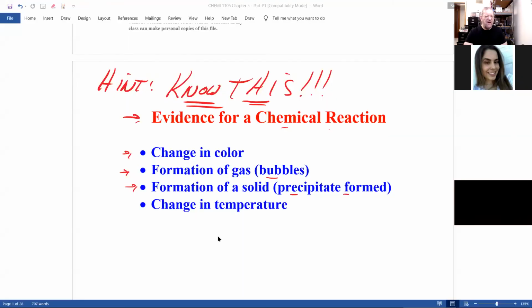And the last of the four things that's evidence when you mix things together that you have a chemical change is a change in temperature. If I have two things I mix together and the mixture gets hot, temperature increases, we have a chemical change. If I mix two things together and it gets real cold, you've had a chemical change.